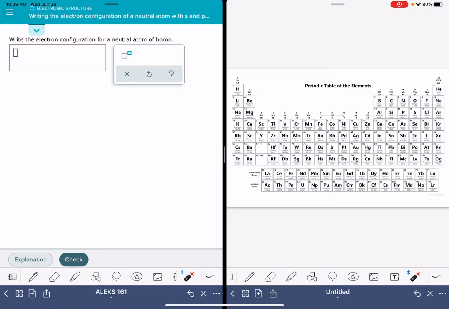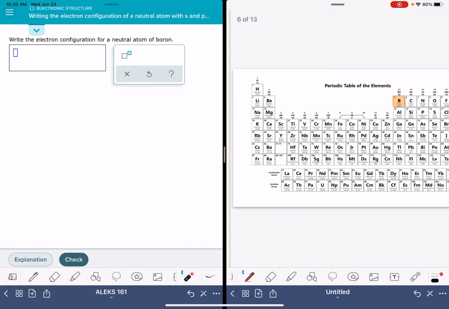In this video, I'll show you how to solve the ALEKS problem called writing the electron configuration of a neutral atom with S and P electrons only. In this problem, I'm being asked to write the electron configuration of boron. Let's go find that on the periodic table. It is right here. And I'm going to use the periodic table to help me write the electron configuration.